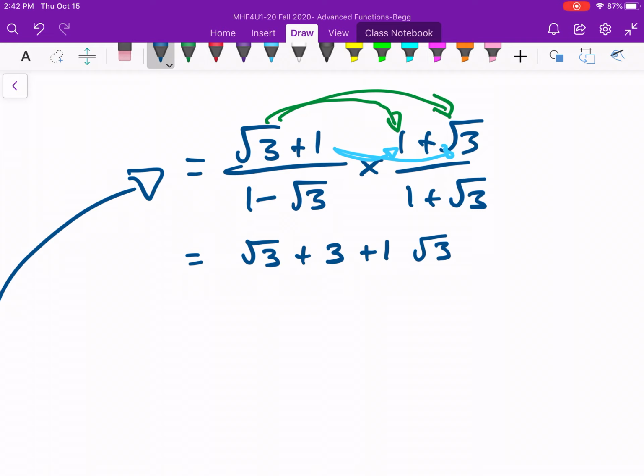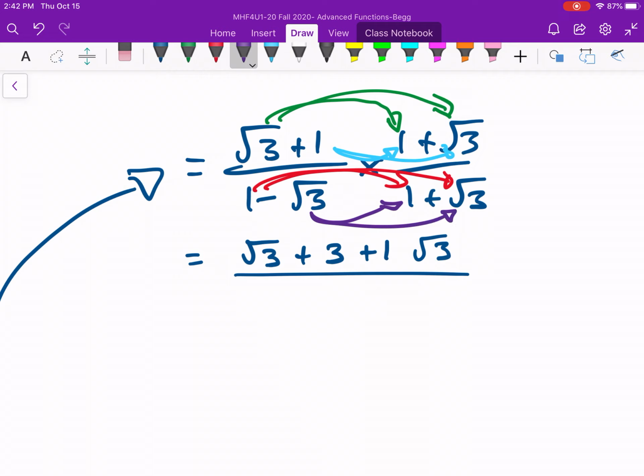Then, on the bottom, I'm going to do the same thing. So there, I'm going to multiply 1 times 1 and 1 times root 3. I'm going to multiply negative root 3 times 1, and negative root 3 times root 3. And when I do that, I get 1 plus root 3 minus root 3, and then negative root 3 times positive root 3 just gives me negative 3. And that's what I've got on the bottom. That's where I see my difference of squares.